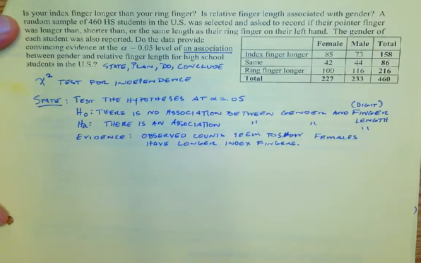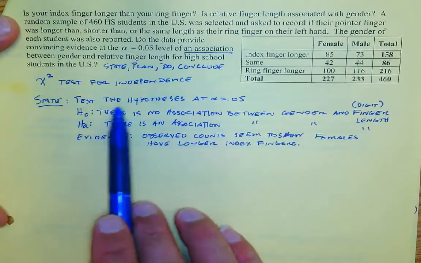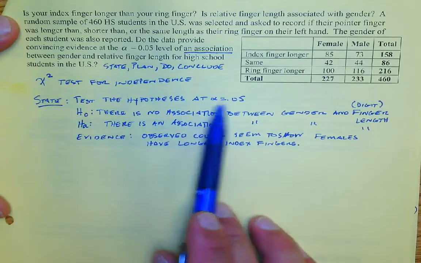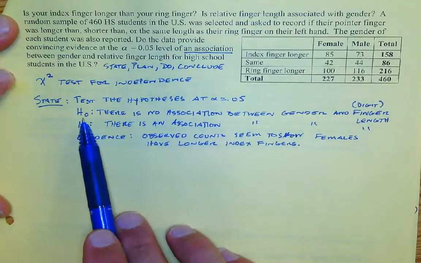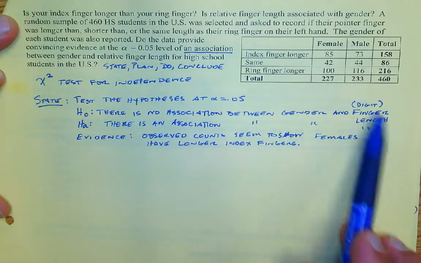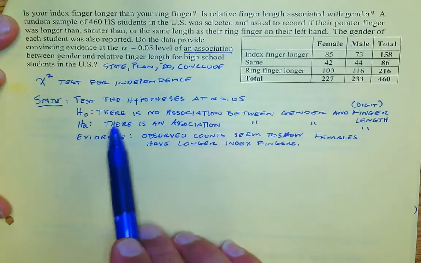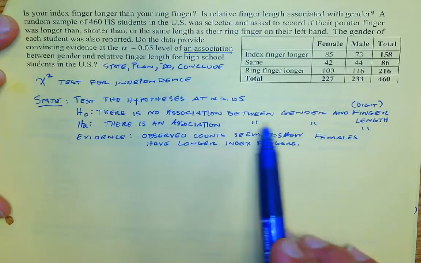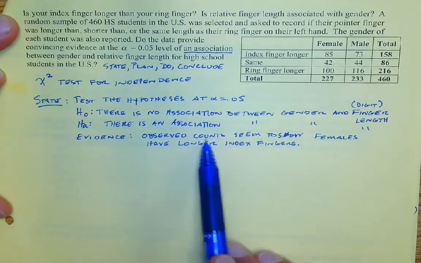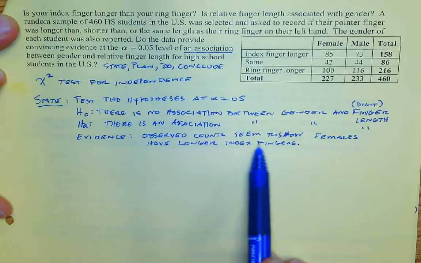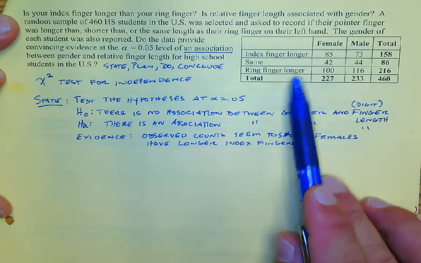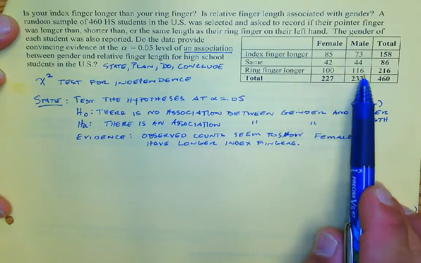Well, our state step. We want to test the hypotheses. The plural of hypothesis is hypotheses. Alpha is 0.05. Our null hypothesis: there is no association between gender and finger length. And the alternative: there is an association between gender and finger length. What's the evidence that we have? Well, the observed counts seem to show females have longer index fingers. Index finger longer, females more than males. Ring finger longer, females less than males.